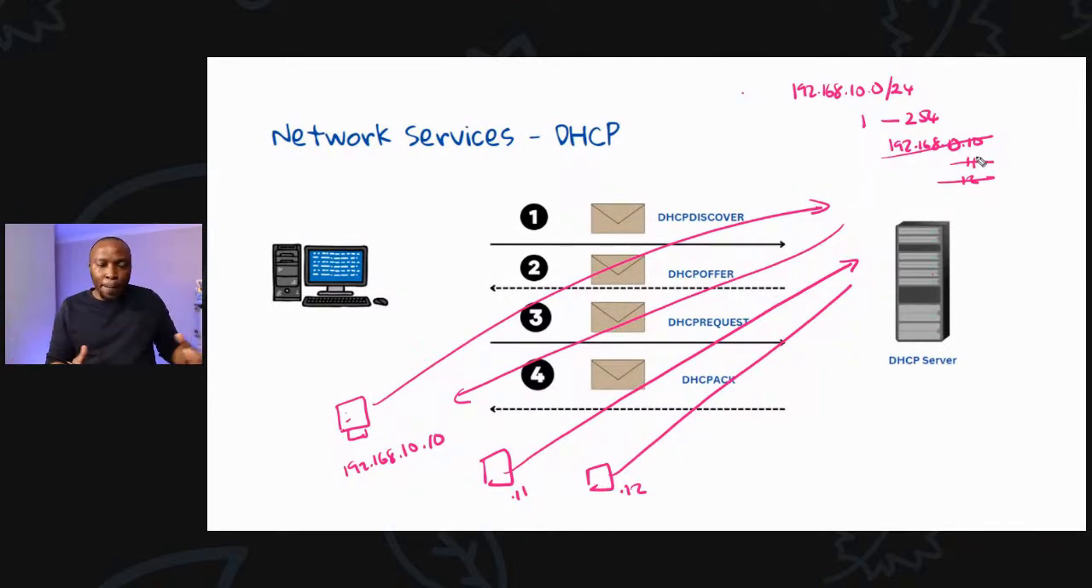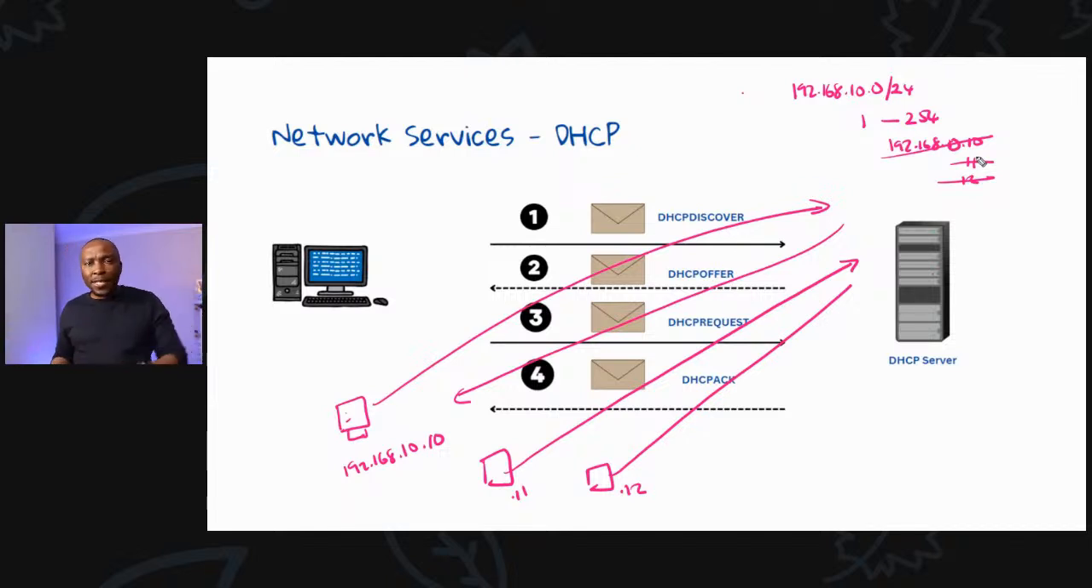Because remember, it's one DHCP server that's giving out the IP addresses, so it knows in its database that if I issue out an IP address, I'm going to cancel it out on my DHCP server until the lease expires. So I lock whatever I've allocated and I give out the rest.